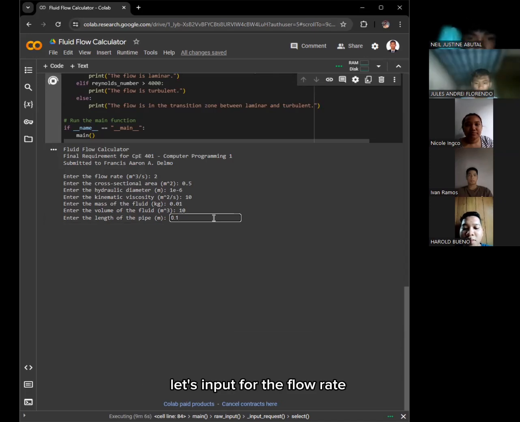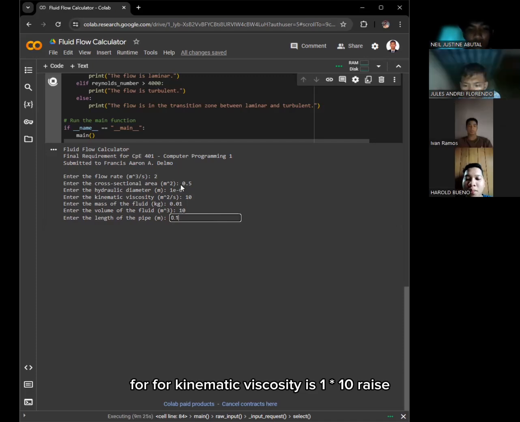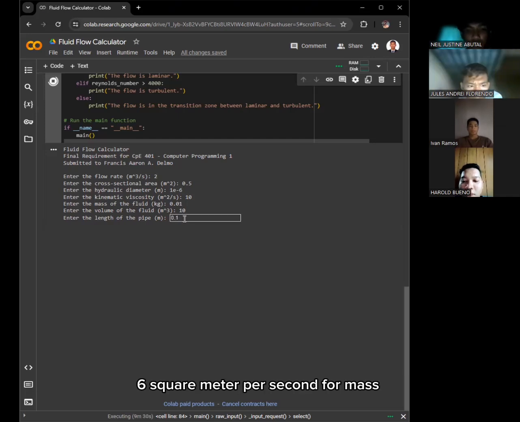Let's input. For the flow rate, 2 cubic meters per second. For cross-sectional area, 0.5 square meter. For hydraulic diameter, 0.1 meter. For kinematic viscosity, 1 times 10 raised to the power of negative 6 square meter per second. For mass, 10 kilograms. For volume, 0.01 cubic meter. For pipe length, 10 meters, and for pipe diameter, 0.1 meter.